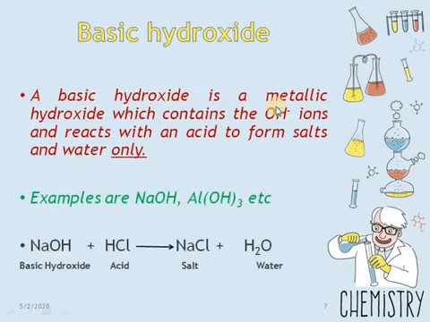Now what is a basic hydroxide? In the previous slide you had already seen that there are basic hydroxides also which are categorized as bases. So a basic hydroxide is a metallic hydroxide which contains hydroxyl ions and reacts with an acid to form salt and water only. Again, this is the important word. The examples are sodium hydroxide, aluminium hydroxide, etc. Now the example is given over here. A very easy equation is provided over here. You can learn this equation very easily.